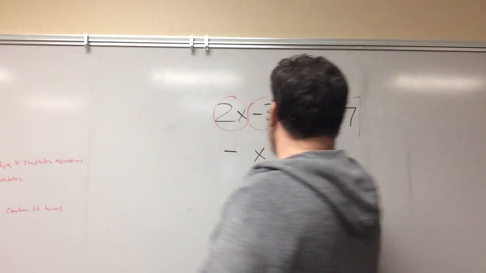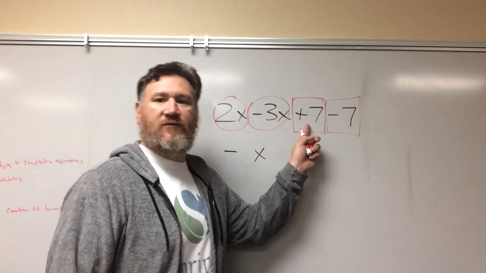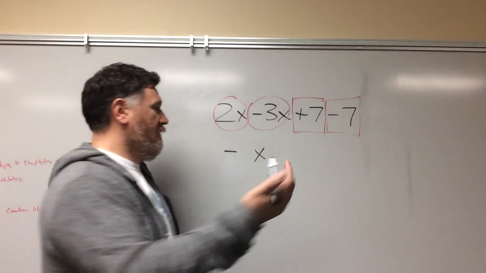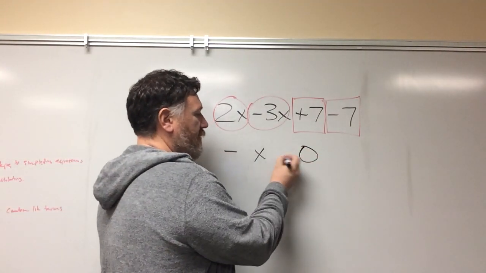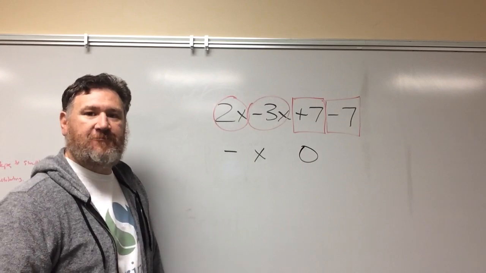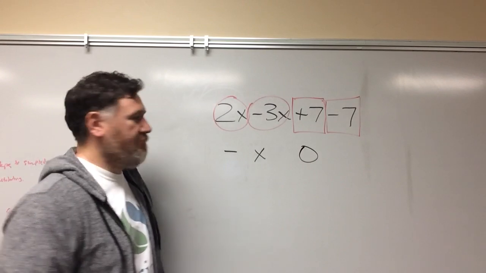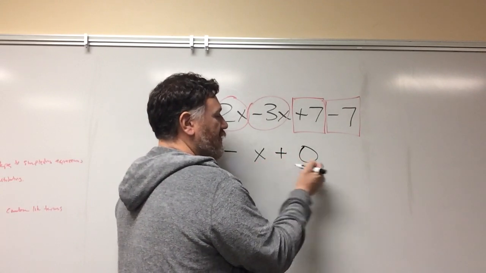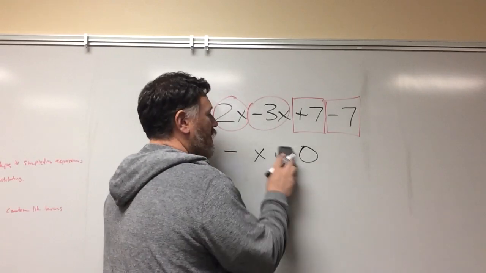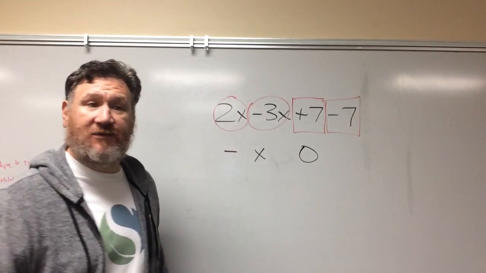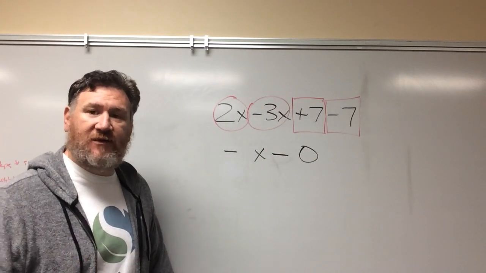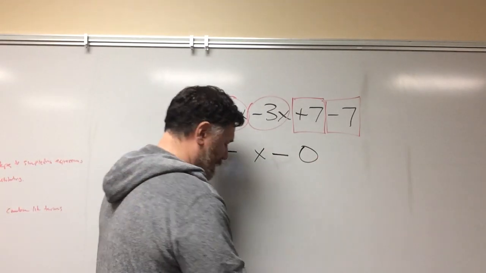Now we need to put the 7's together. So we have positive 7 and negative 7. 7 minus 7 would give us 0. Should I put a plus or a minus sign here? What do you guys think? Negative x plus 0 is just going to be negative x. Negative x minus 0, or I'm subtracting 0 from x, is still the same thing, it's still just going to be negative x. I'm not taking anything away.